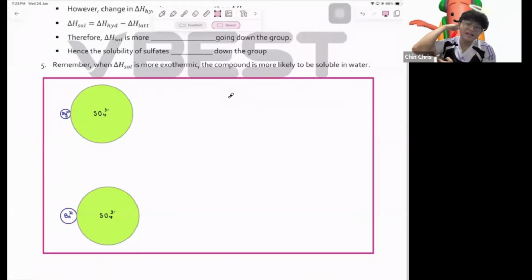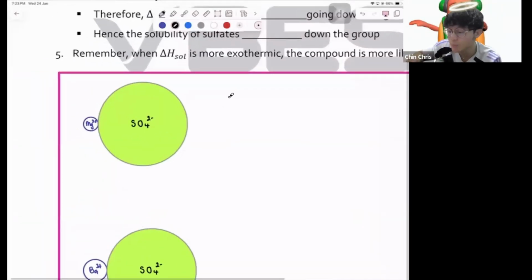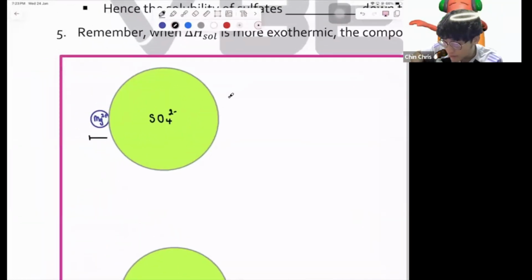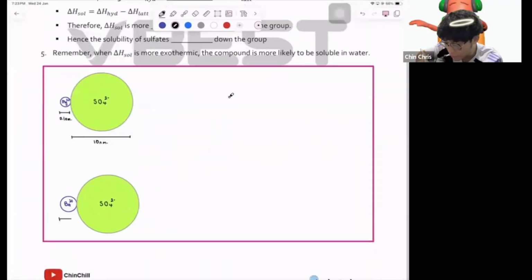Now, let's put in their length. Just imagine I'm going to put in their length, and my length is just a hypothetical value. I just assume a value for them, so it's not true in actual. So just imagine my magnesium is 0.1 nanometer. For sulfate, you see your sulfate is so huge, it can be 10 nanometer. The same thing here. However, as you go down, your barium is about 0.3 nanometer, around that. But your sulfate is still standing at 10 nanometer. It's still very huge.